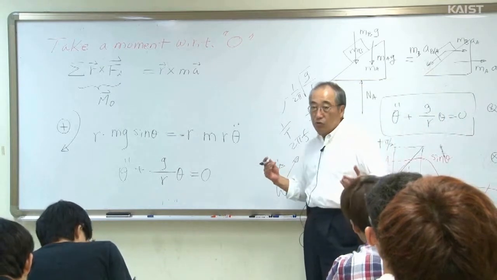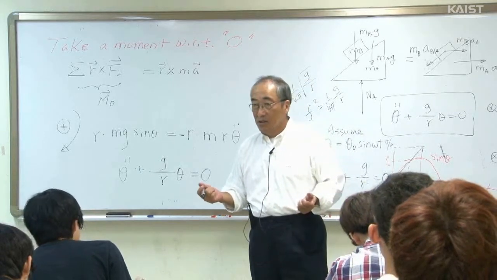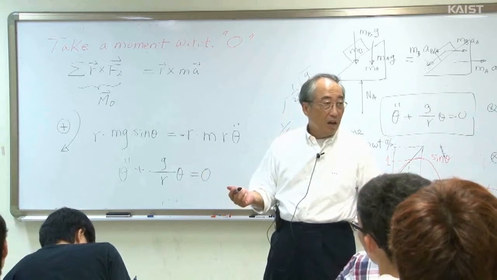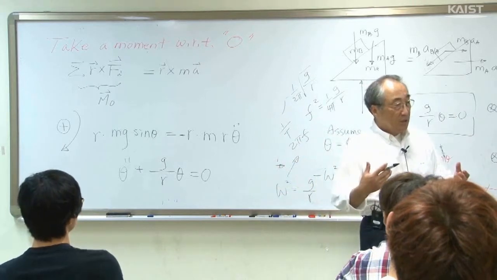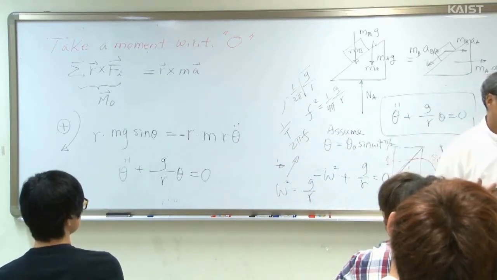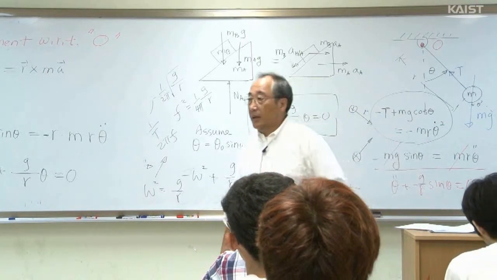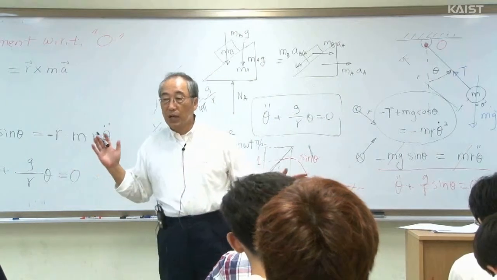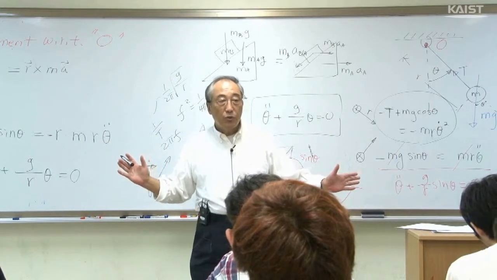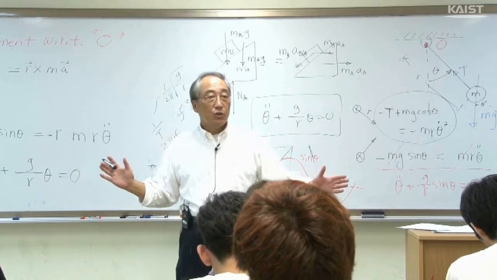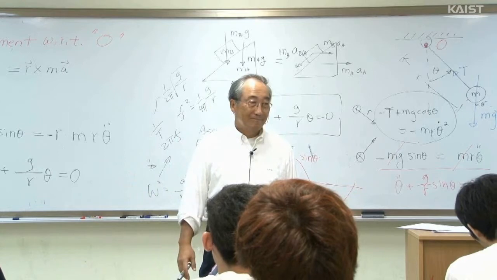So depending on your interest, you can take a moment of all the vectors. By using this approach, you don't have to worry about handling tension. There's just some advantage. I say again, we express Newton's second law in terms of all the vectors. Then we can use every tool that is good for vectors. One is I can take a moment.